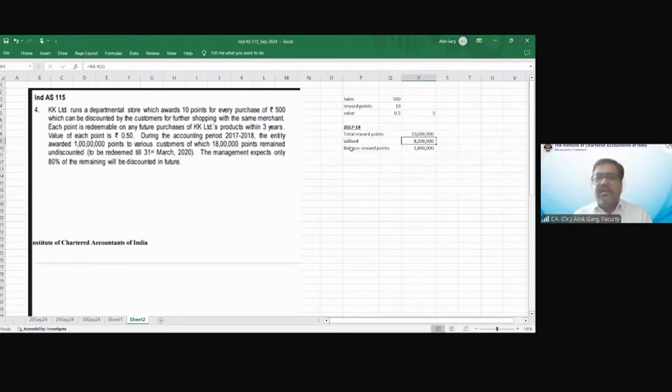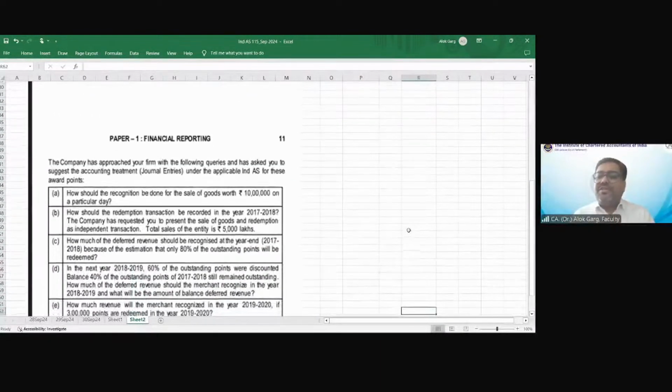इसका मतलब इस कंपनी ने, डिपार्टमेंटल स्टोर ने जितने रिवार्ड पॉइंट्स कस्टमर्स को दिए थे, टोटल 1 करोड़ रिवार्ड पॉइंट्स दिए थे, उसमें से 82 लाख यूटिलाइज हो गए और बैलेंस कितना बचा? 18 लाख. एंड इस कंपनी ने 17-18 में जो सेल्स की है उस पे रिवार्ड पॉइंट दिए हैं, विच इज वैलिड अप टू 3 years, मींस वैलिड अप टू 31st March 20. ओके. द मैनेजमेंट एक्सपेक्ट्स ओनली 80% ऑफ द रिमेनिंग विल बी डिस्काउंटेड इन फ्यूचर.